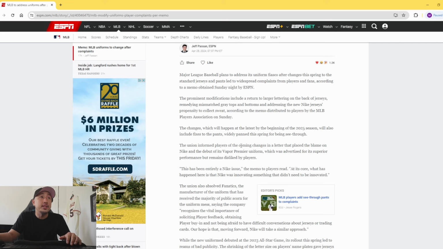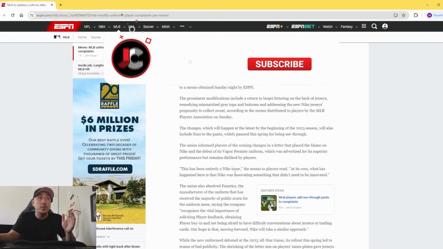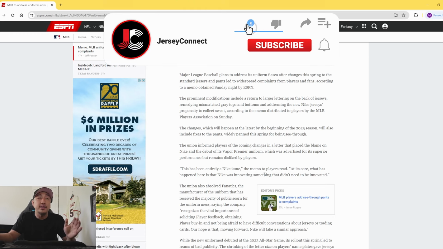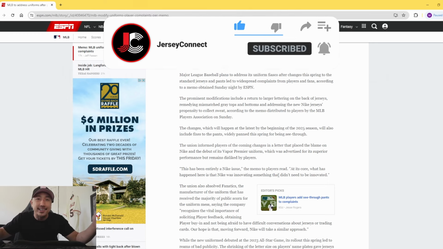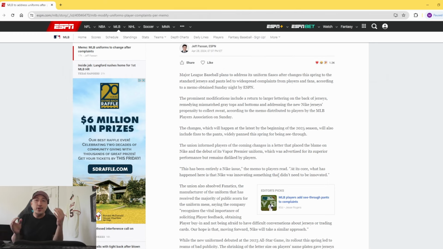The union informed players of the coming changes in a letter that placed blame on Nike and the debut of the Vapor Premium uniform, which was advertised for its superior performance but disliked by the players. "This has been entirely a Nike issue," the memo to the players read. "At its core, what has happened here is that Nike was innovating something that didn't need to be innovated." Everyone's thoughts, exactly. Why ruin last year's layout? All you had to do was make little tweaks, not a whole major overhaul.